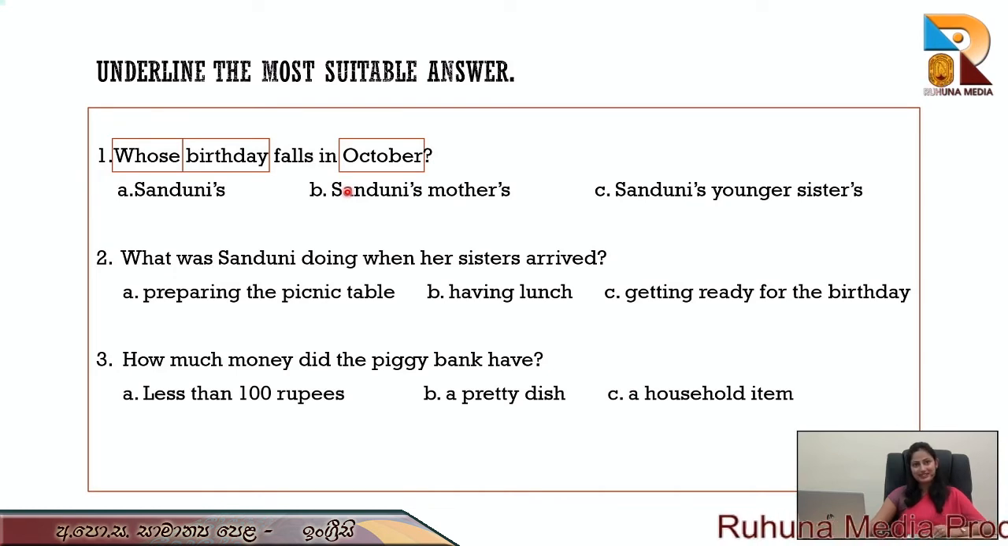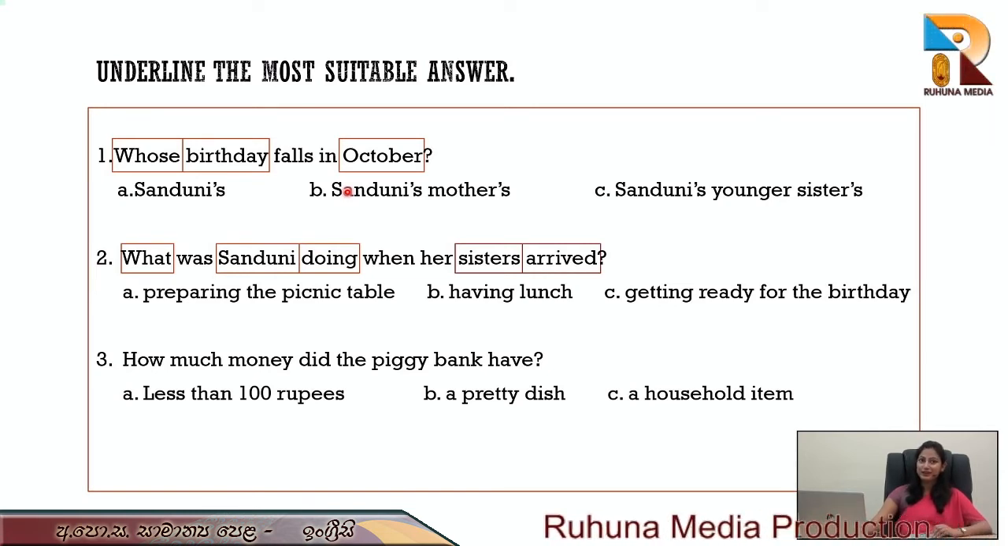How about the second question? What was Sanduni doing when her sisters arrived? What, the question word, Sanduni, the person, doing, sisters, arrived. Now you have identified the keywords in the questions. The next step is you are going to find these keywords in the passage. We'll focus on the first question. You have to deal with one question at a time.